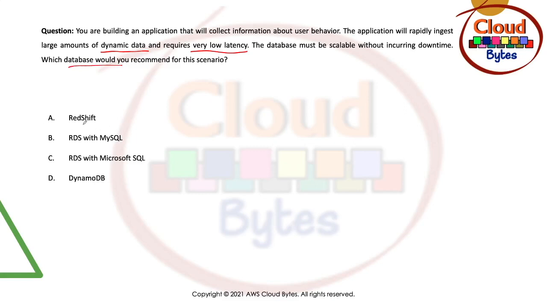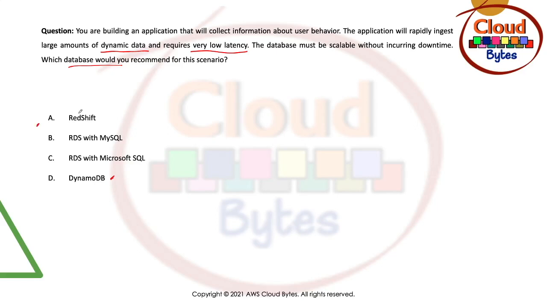So you have four databases: Redshift, RDS with MySQL, RDS with Microsoft SQL, and DynamoDB. I will ask you to pause the video and think about the question, and you can write your answers in the comments. Okay, let's talk about Redshift as the first option.